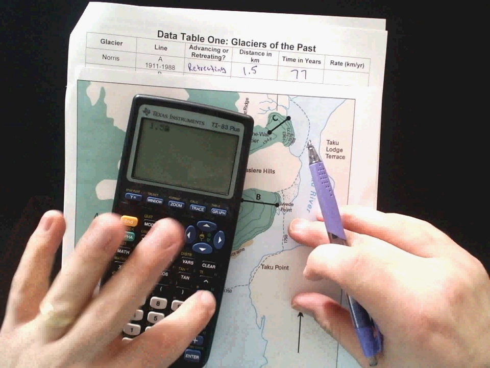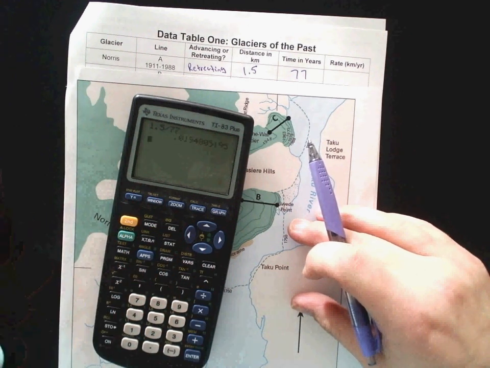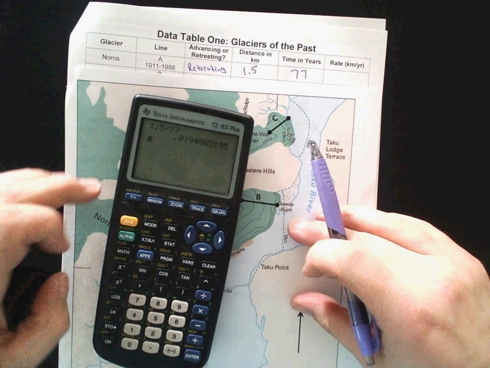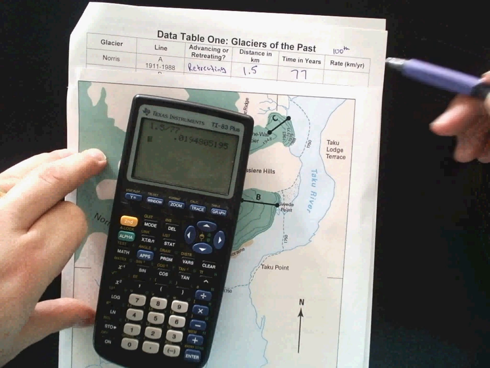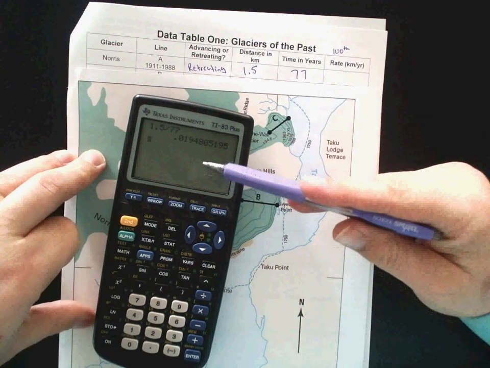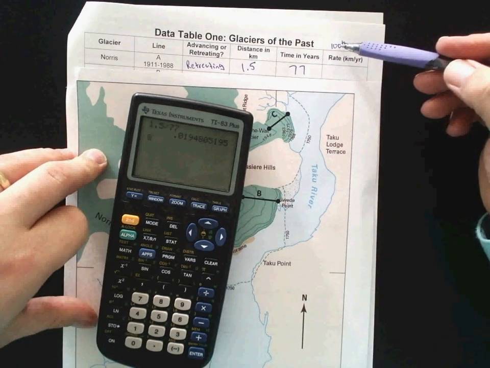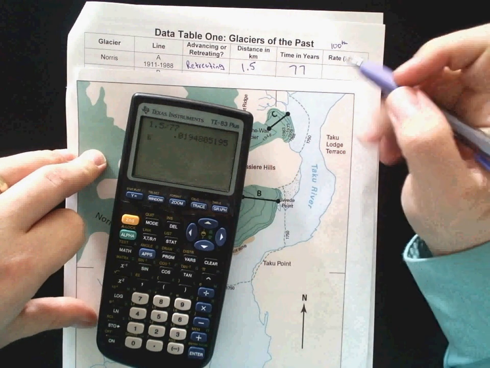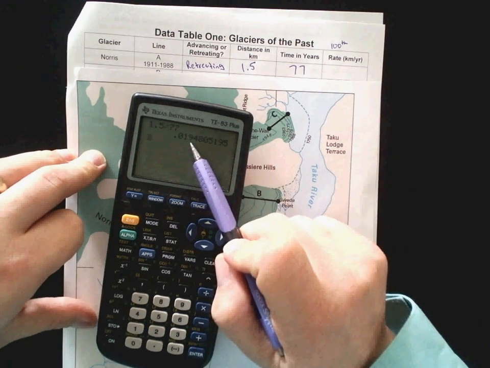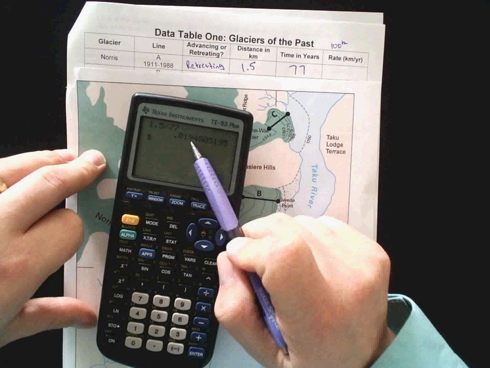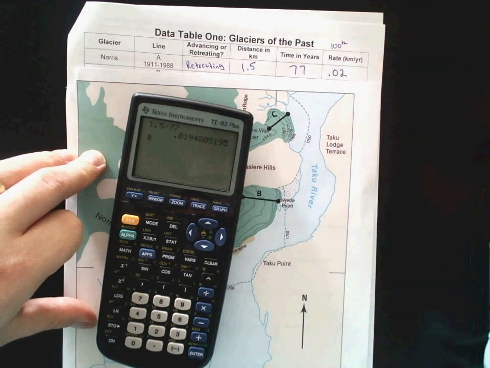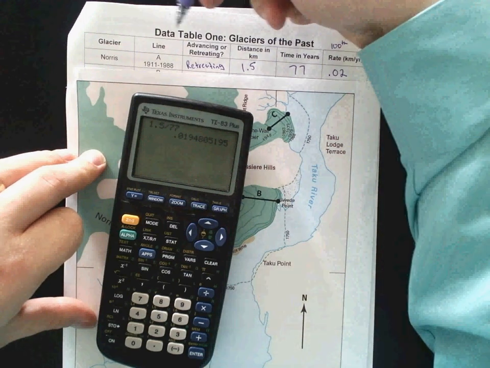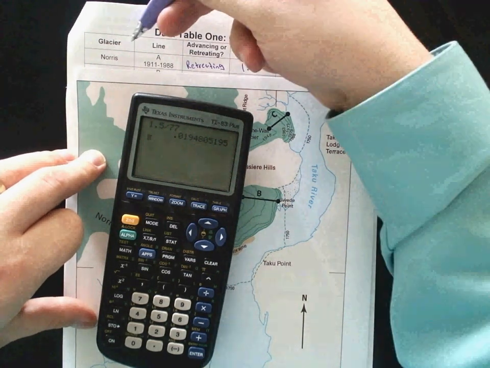divide it by 77. Now, obviously that's a pretty big number, so for simplicity purposes, we're going to round that to the nearest hundredth, and I'll put a little note here so that you remember that. Okay? So this is rounded to the nearest hundredth. Of course, there's 2, 0, and 100, so we need 2 spots after the decimal point. We see that 9 is above a 5, so we're going to give that 1 a shove, so 0.02 kilometers per year. So now we have our basic data for the Norris Glacier.